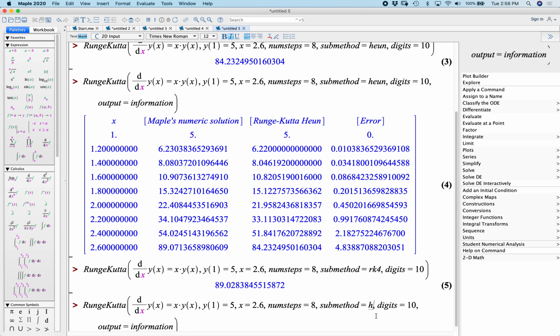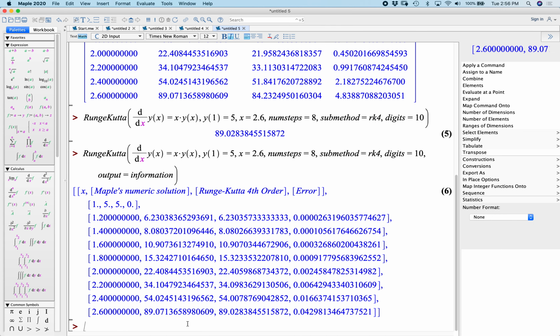So again, you have the submethod at RK4, output equal to information. And okay, so you have the Maple solution, and you have the Runge-Kutta solution. So you have the size of the error, just a little bit over 4/100ths.